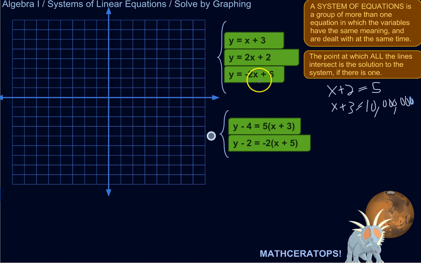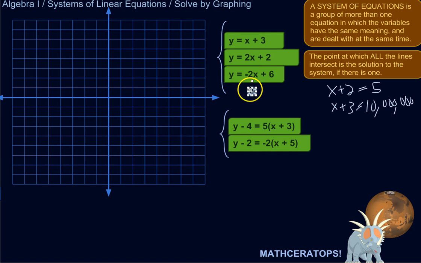What is the value of x and what is the value of y that will satisfy all these equations at the same time? So we're going to do that by visualizing it, by graphing these things and seeing where they intersect. So let's graph these lines first.